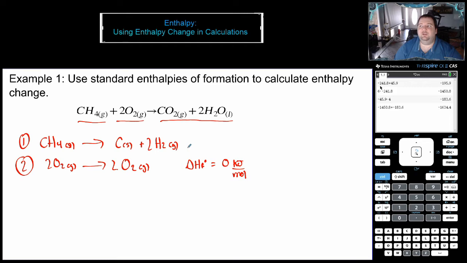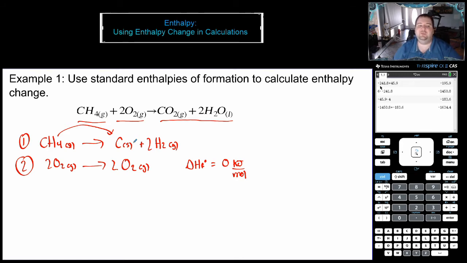What's the delta HF for this one? Go ahead and look at your table of values. I'm going to look at mine. And I see, well, I see a problem. How is my standard enthalpy of formation supposed to look? Well, this is supposed to be on this side, isn't it?